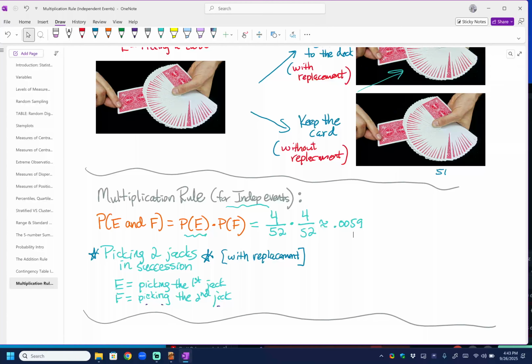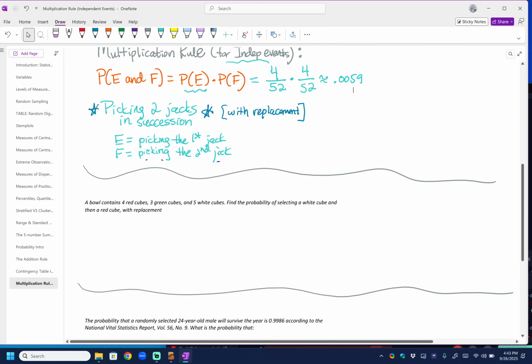Okay, let's look at another example. It says a bowl contains 4 red, 3 green, and 5 white cubes. Find the probability of selecting a white cube and a red cube with replacement. Okay, so what are we looking at here? We're looking for a scenario of with replacement, which is another way of saying that the events in this are going to be independent of one another.